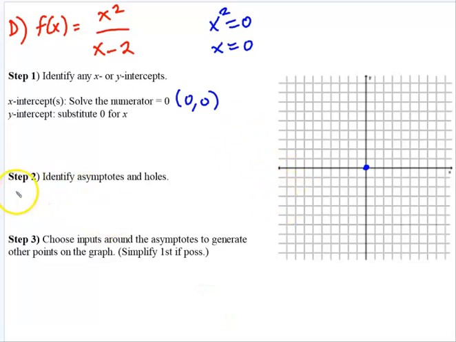Let's find our lines and potentially holes of discontinuity. So we have a vertical asymptote at x equals positive 2. That causes the denominator to be 0. We can't do any factoring, so we'll just jump right into it. Horizontal asymptote, compare the degrees. The top degree is bigger than the bottom, so don't have to worry about it.